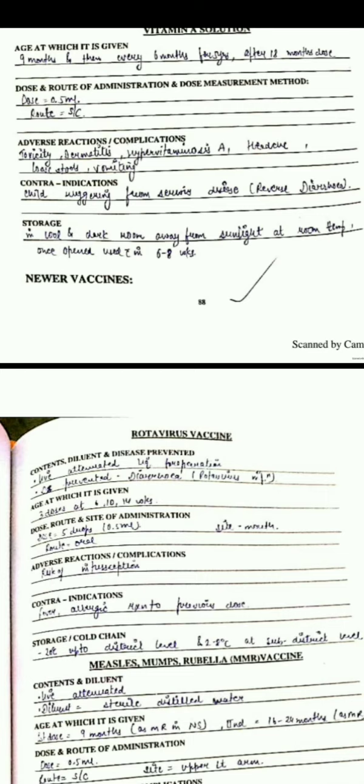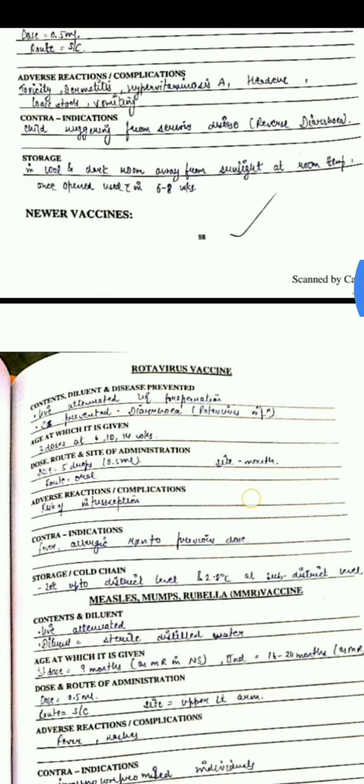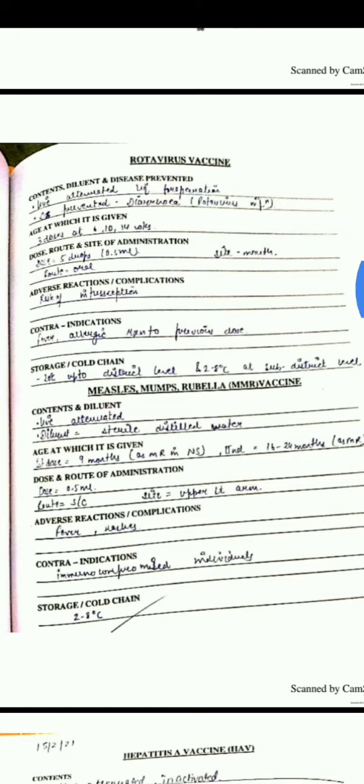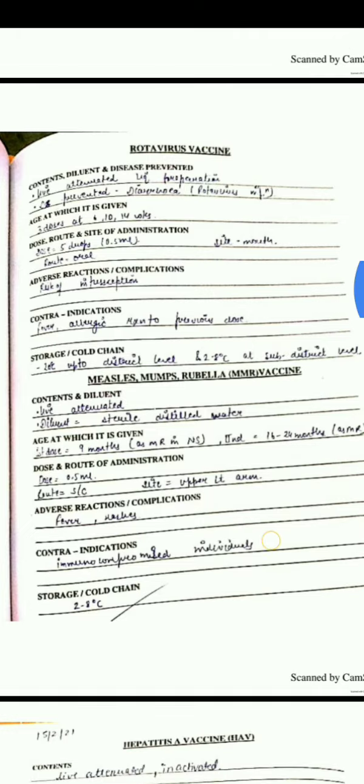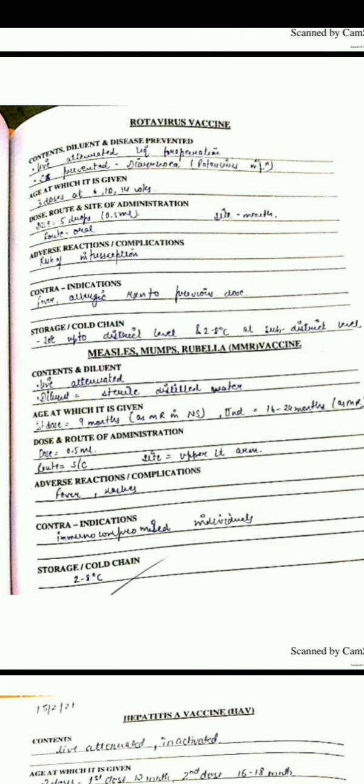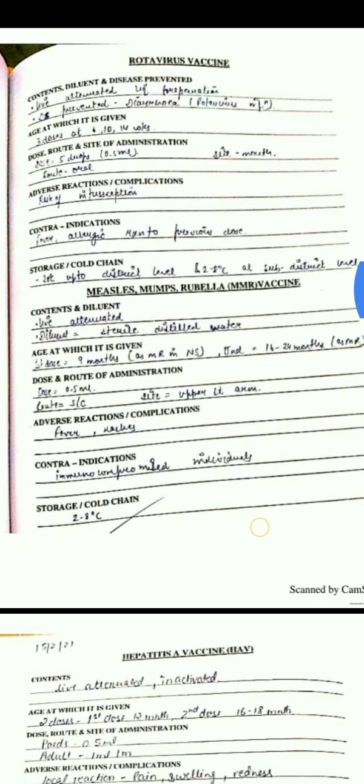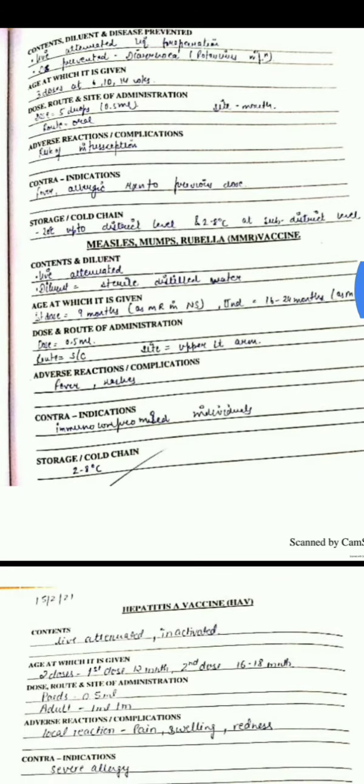Then rotavirus vaccine contains diluent and disease prevented, contains live attenuated vaccine, liquid preparation, and then diarrhea is prevented, rotavirus infection, and 3 doses given at 6, 10, 14 weeks. Dose is 5 drops. Site is mouth, route is oral. Adverse reaction is risk of intussusception. Contraindication is fever, allergic reaction to previous dose. Stored at minus 20 degrees Celsius up to district level, and 2 to 8 degrees centigrade at sub-district level.